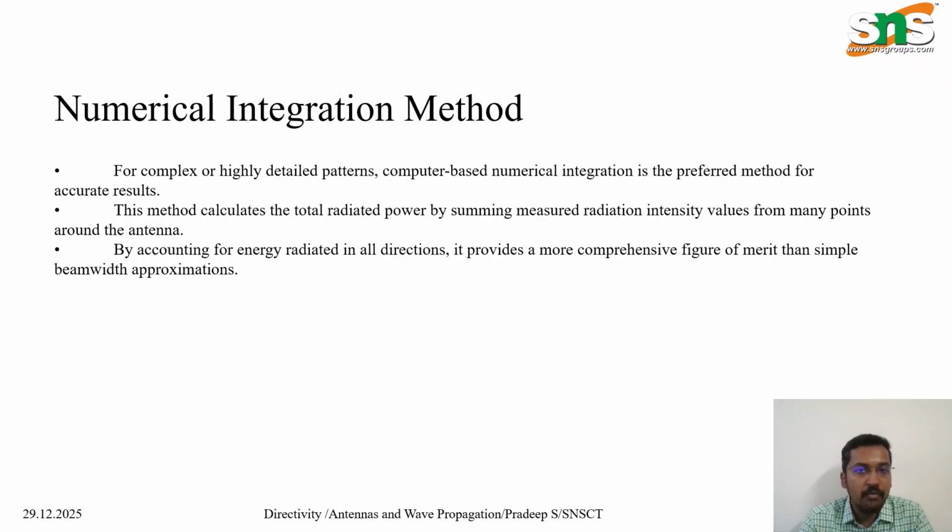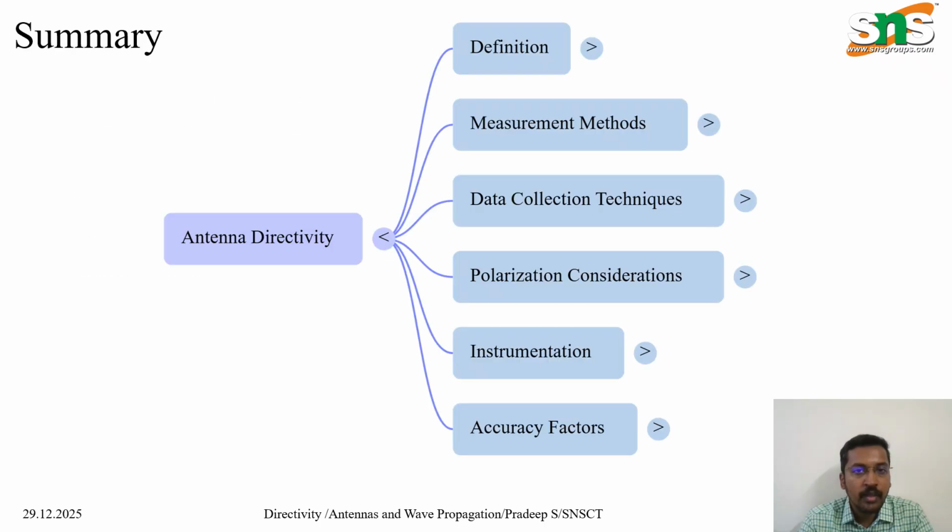to simple beamwidth methods. To summarize, directivity is an important parameter that describes how effectively an antenna focuses energy in a specific direction. Different methods such as beamwidth approximation and numerical integration are used for measurement, and accurate results require proper sampling, polarization handling, advanced instrumentation, and error reduction techniques.